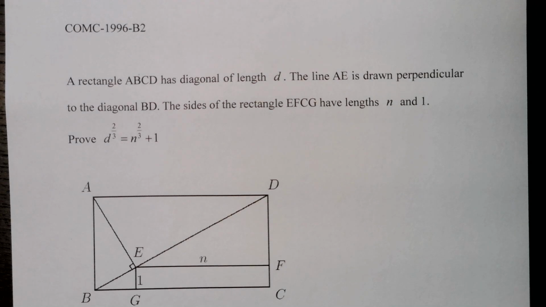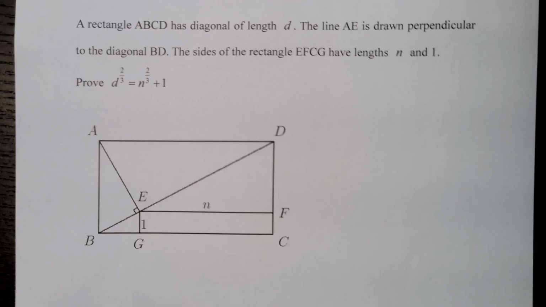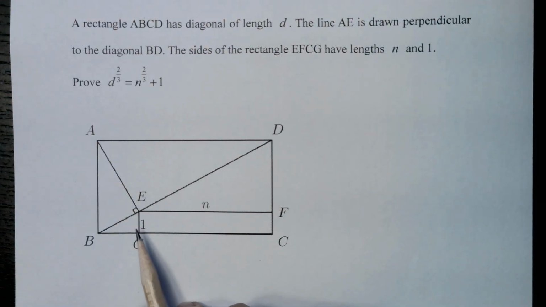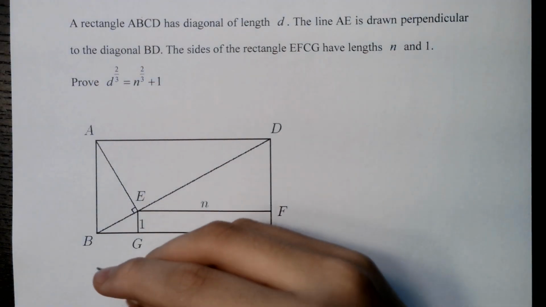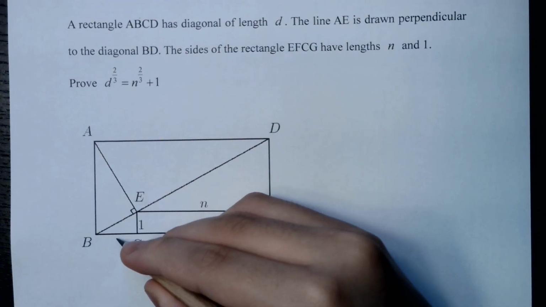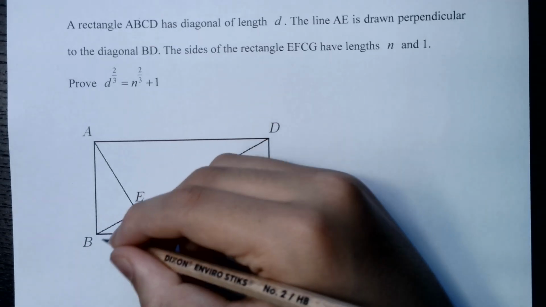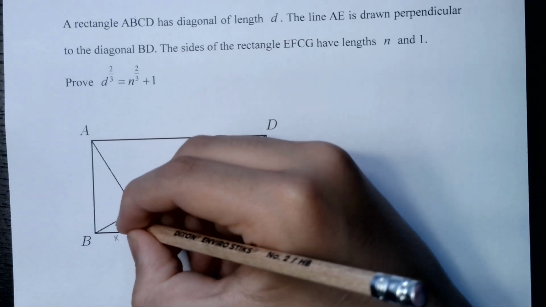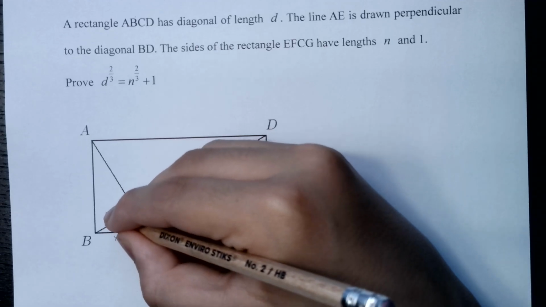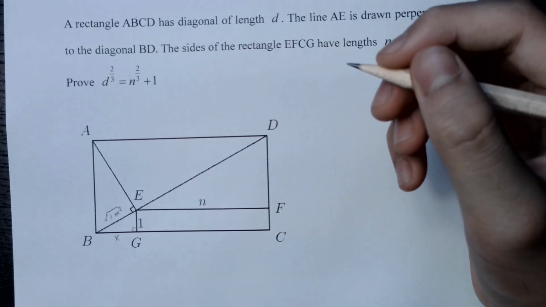So, let's first start off by looking at some things on our graph here of the rectangle. We can see that this side is equal to 1, and this side is equal to n. Now, I'm going to make a new variable for this side here, BG, and we'll label it as x. This means that for side BE, since this is a right angle triangle, this side right here should be the square root of 1 plus x squared. And we'll be working with this for now.